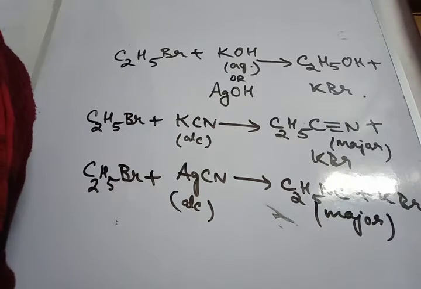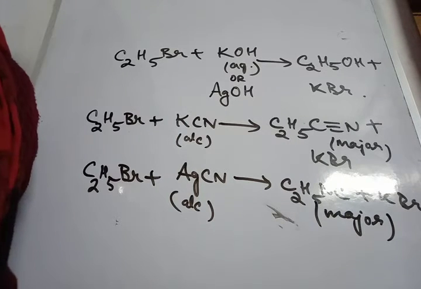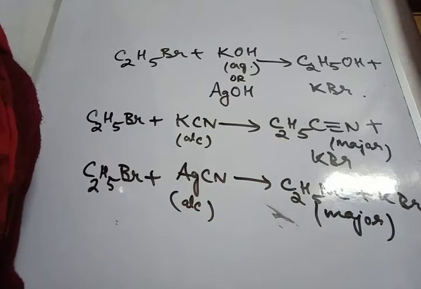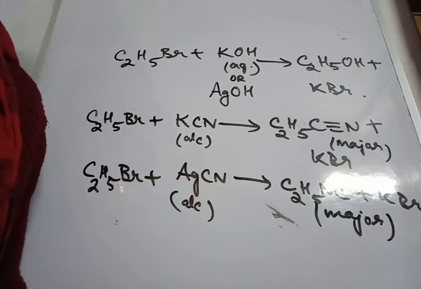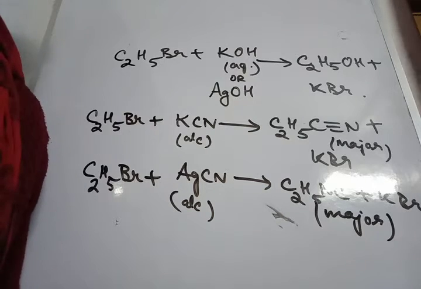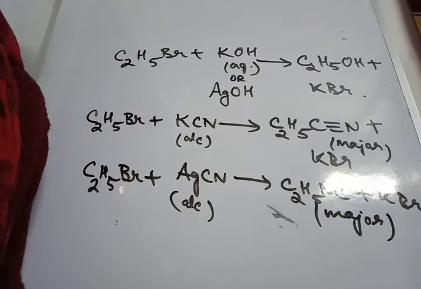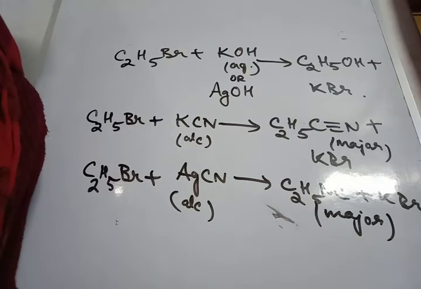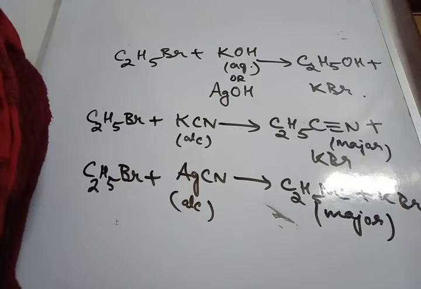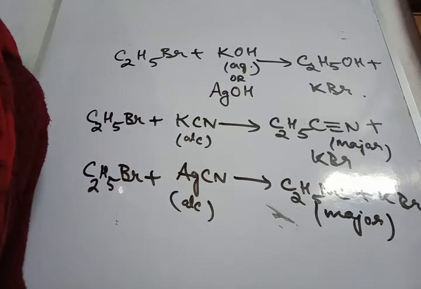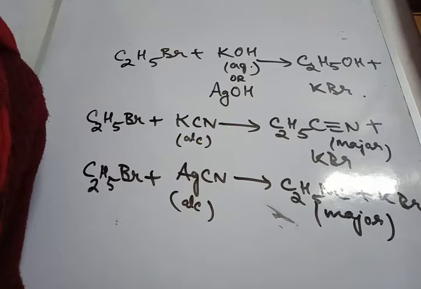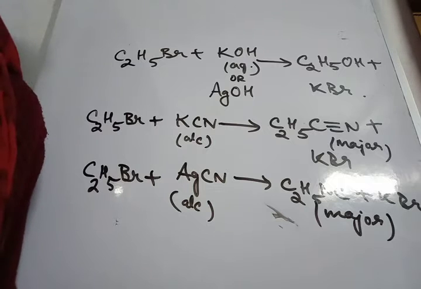So whenever alkyl halides are treated with ethanolic or alcoholic KCN, alkyl cyanides are obtained as the major product, while when they are treated with alcoholic AgCN, we get alkyl isocyanide as the major product. Now why? Because KCN is an ionic compound, so it dissociates to give K+ and CN-. So in this case, both carbon end and nitrogen end are free to attack the alkyl halide. Now since the C-C bond is stronger than the C-N bond, the attack occurs through the carbon end, and here cyanide is obtained as the major product.